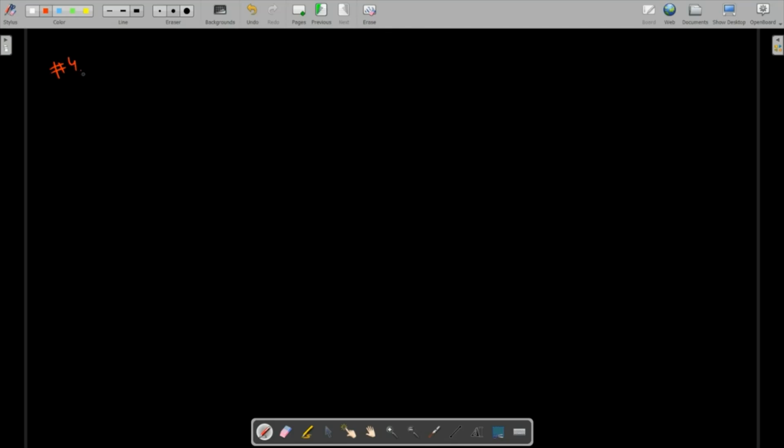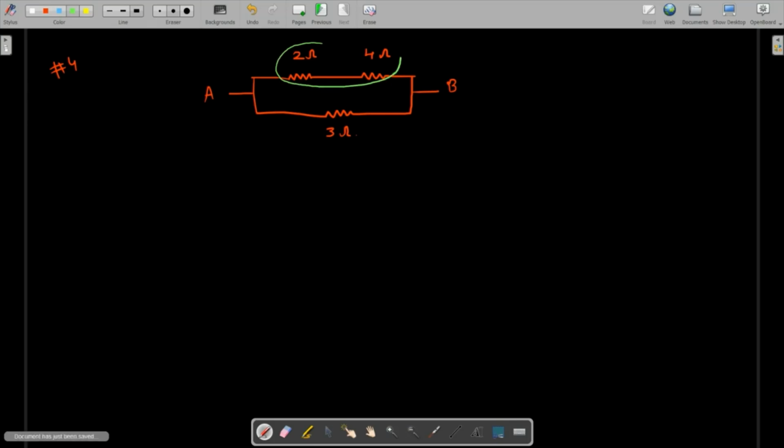The connection can be a combination of series and parallel as well. And how's that? It can be something like this. This is the point A, this is the point B. Let's call this 2 ohm, this is 4 ohm, and this is 3 ohm. So we need to find the equivalent resistance between A and B. First we have to find the equivalent resistance of these two connections because they are in series.